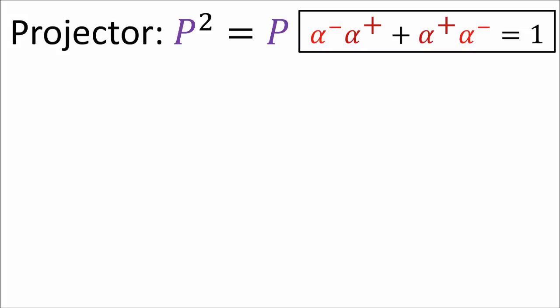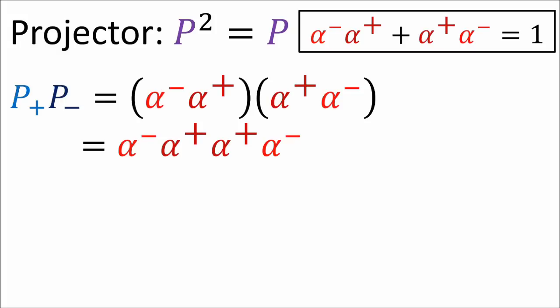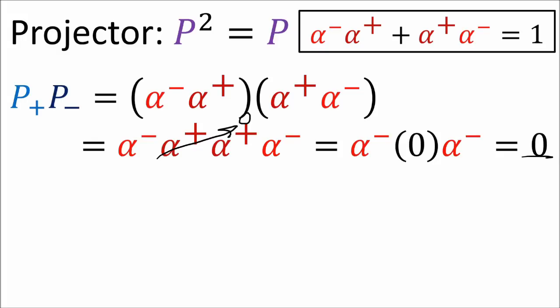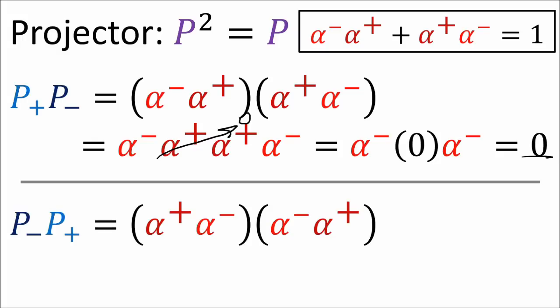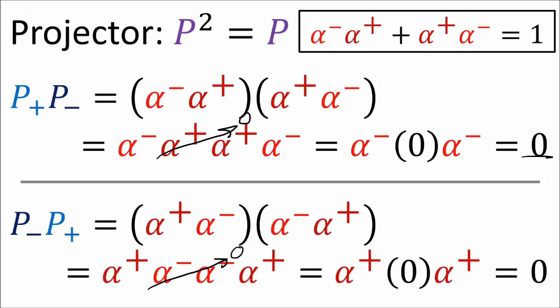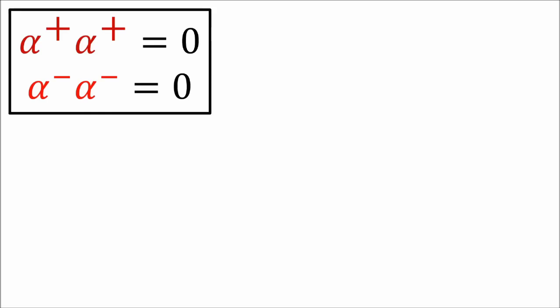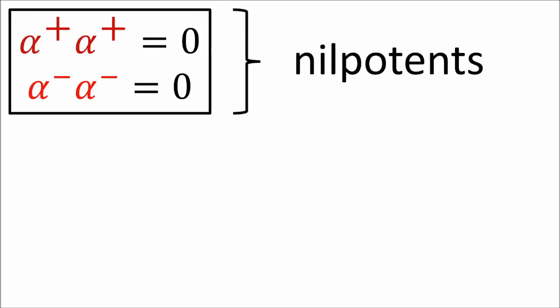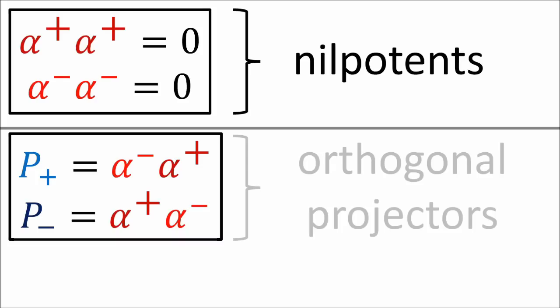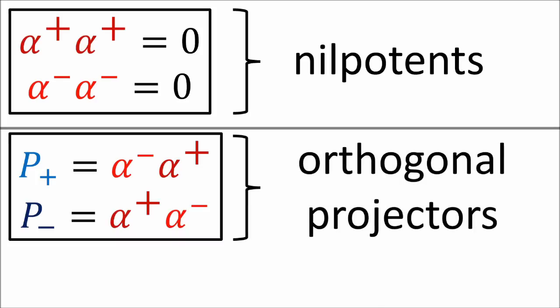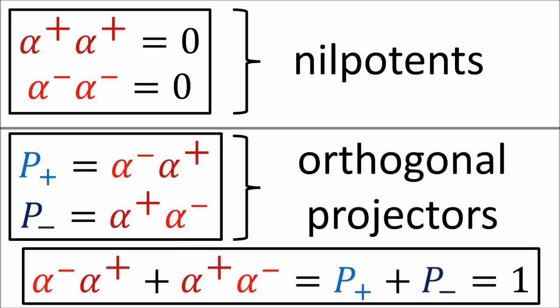You can also pause and try to show that P plus and P minus are orthogonal. That is, their product in either direction is 0. P plus times P minus gives us alpha plus twice in the middle, which goes to 0 because it's nilpotent. And in the other direction, P minus times P plus, alpha minus twice in the middle goes to 0 because it's nilpotent. So using our nilpotent elements, alpha minus and alpha plus, we're able to define two orthogonal projectors, P plus and P minus, that sum to 1.